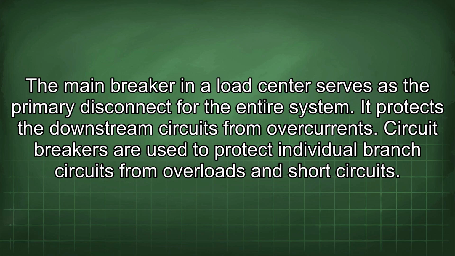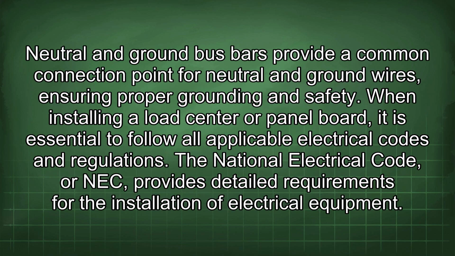Understanding the components of each type of distribution point is crucial for proper installation and maintenance. The main breaker in a load center serves as the primary disconnect for the entire system. It protects the downstream circuits from overcurrents. Circuit breakers are used to protect individual branch circuits from overloads and short circuits. Neutral and ground bus bars provide a common connection point for neutral and ground wires, ensuring proper grounding and safety. When installing a load center or panel board, it is essential to follow all applicable electrical codes and regulations. The National Electrical Code, or NEC, provides detailed requirements for the installation of electrical equipment.